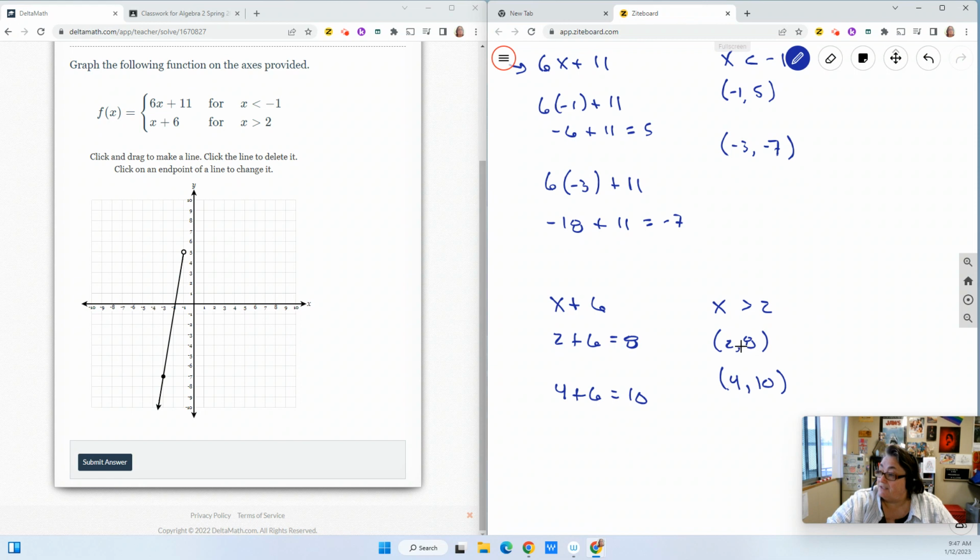Our starting point is this 2, 8. So we are going to go 2, 8, and then we are going to go all the way over to 4 and up to 10. But that 4, 10 is just some random point greater than 2 that we put in. So we're going to turn that into an arrow by double clicking it. We don't have an equal to sign here. It's just x is greater than 2. So we want to open dot that one.